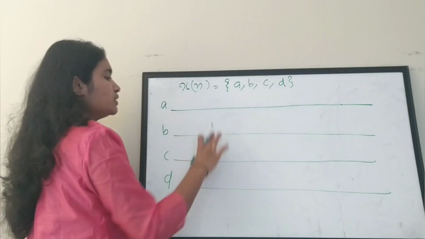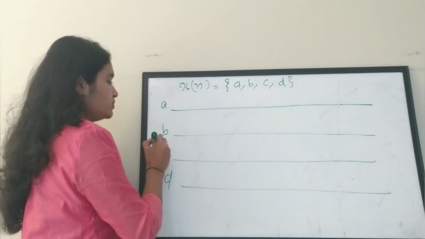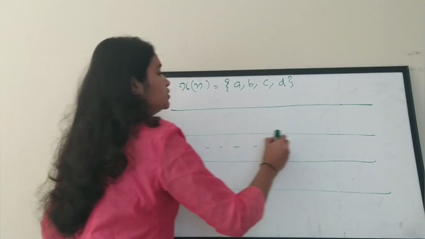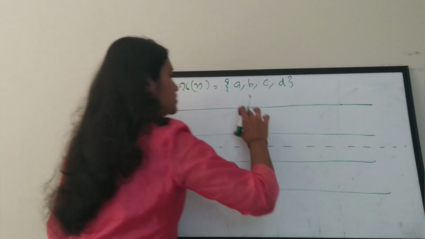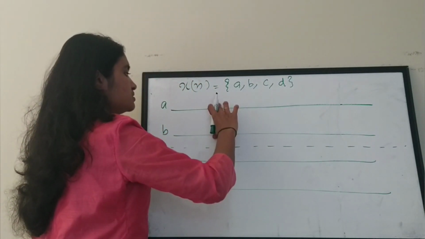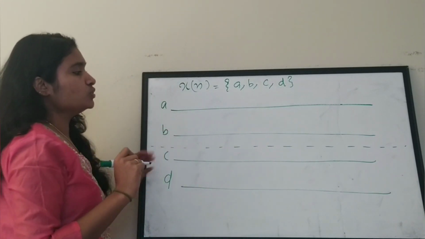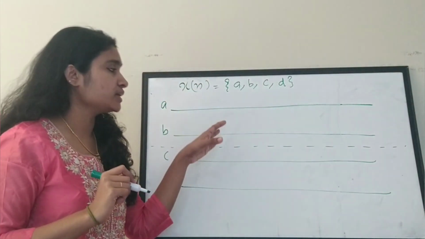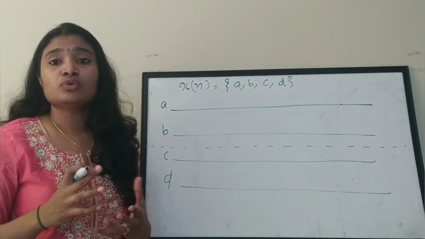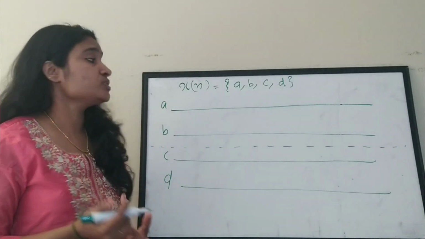Now there are 4 lines, right? I'm going to draw a dotted line in between the 2 lines, and I'm going to consider these as a pair and this as another pair. Now I'm going to draw the butterfly diagram for a 4 length input sequence.